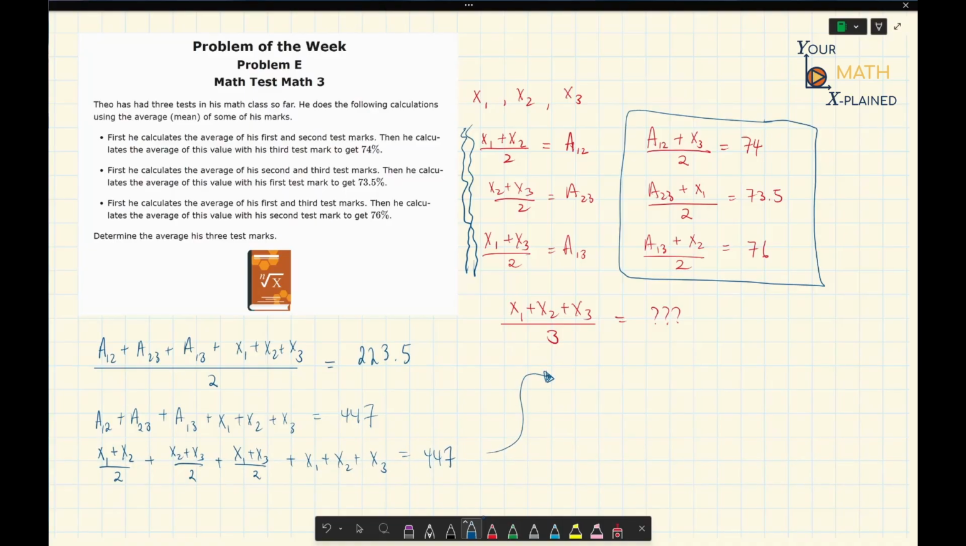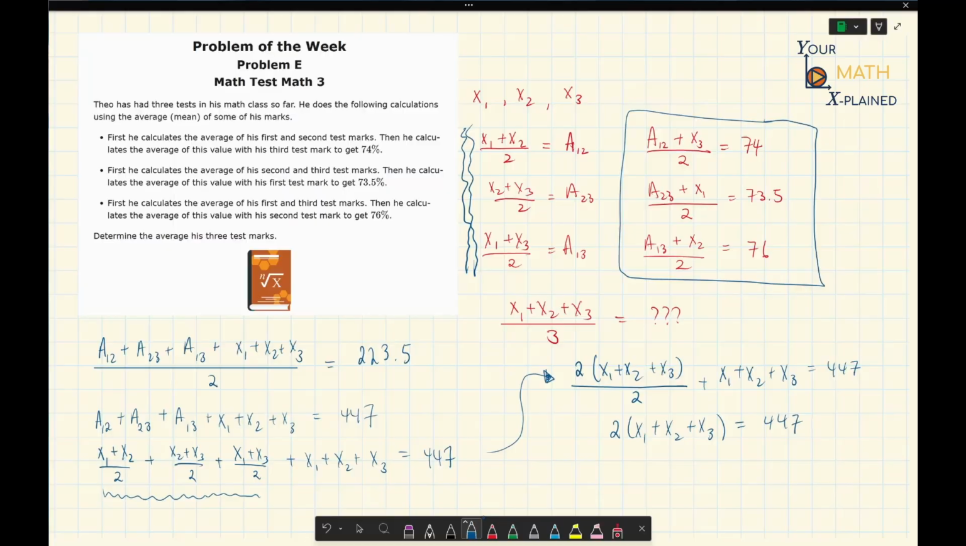And now we're kind of happy because this is just grouping like terms. So if we take a look at the left side, these fractions here, we notice that there are 2 x1s, 2 x2s, and 2 x3s. So that's the same as 2 times x1 plus x2 plus x3, and they're all still over 2, plus x1 plus x2 plus x3 equals 447. And then the 2's would cancel. That means overall on the left side of the equation, I have 2 of those x1 plus x2 plus x3s equals 447.